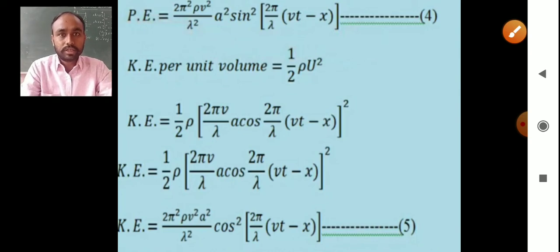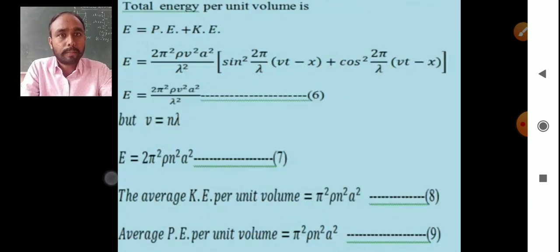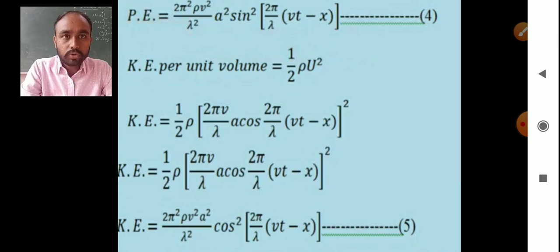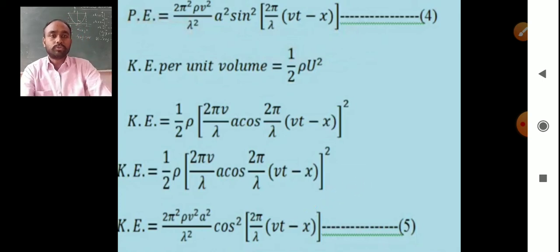It is our simple definition, half into m into velocity square, but here m is nothing but your rho, density. So half rho u square. Again u we have already calculated, substitute that u from equation number 2 here, 2 pi v by lambda a cos 2 pi by lambda (Vt minus x). Substitute u, half rho as it is, take its square, then here it is 4 pi square v square divided by lambda square, rho as it is, the denominator 2 and this 4 will get cancelled. Now a square as it is, cos square, and this angle will be the same. Simply taking the square of this and taking 4 outside, then cancelling the denominator 2 and numerator 4, it becomes 2, and this will be equation number 5.